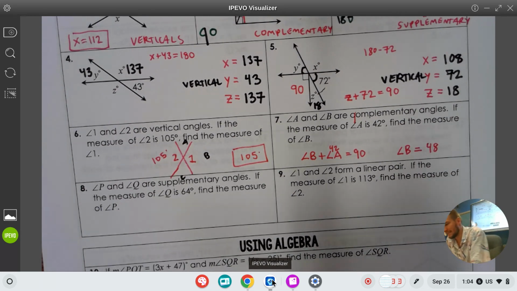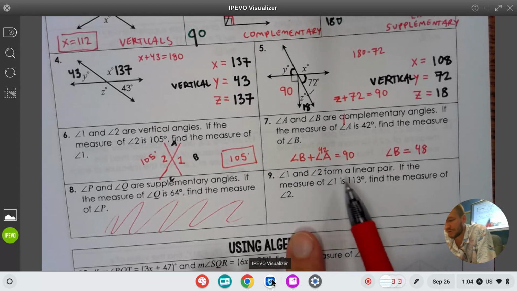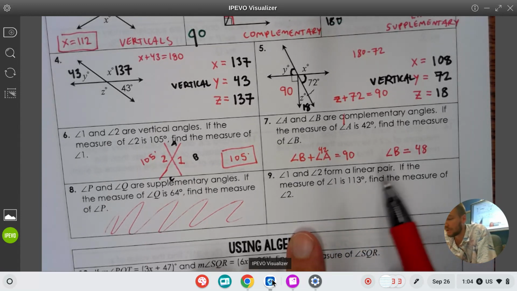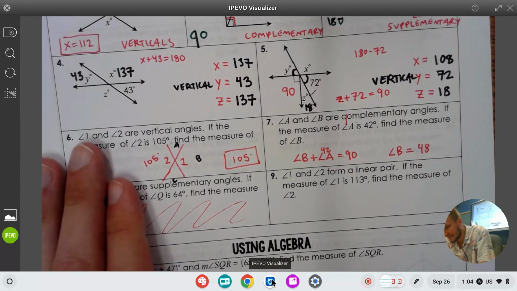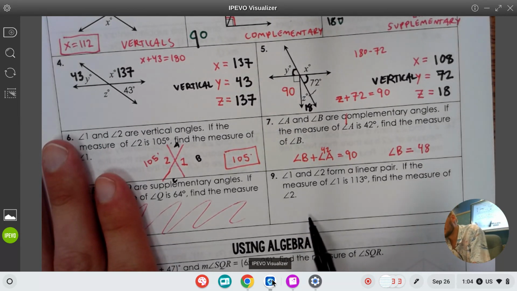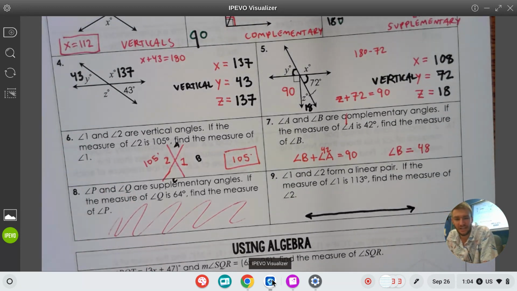Let's just skip 8. This is taking forever. Let's just do 9. 1 and 2 form a linear pair. That's a vocab word we haven't used a whole lot. What does a linear pair mean? Perfect. That is the exact definition. It means they're adjacent and supplementary.